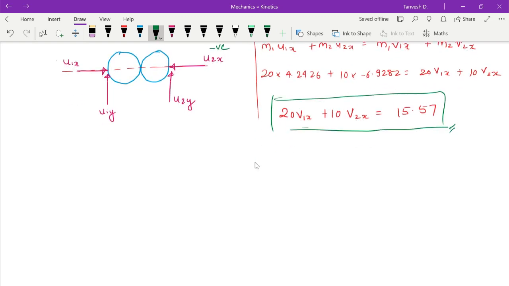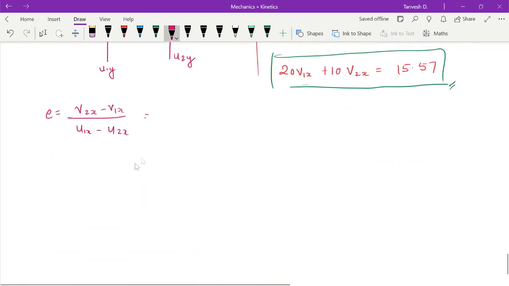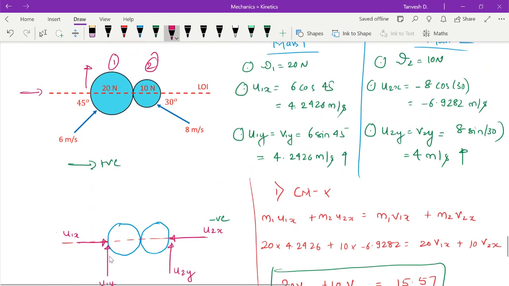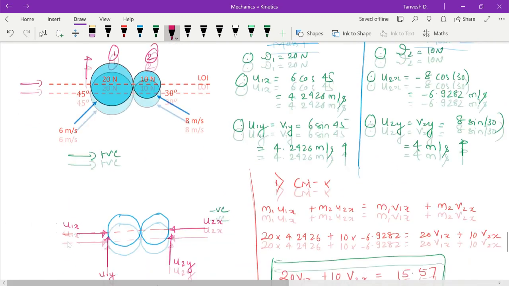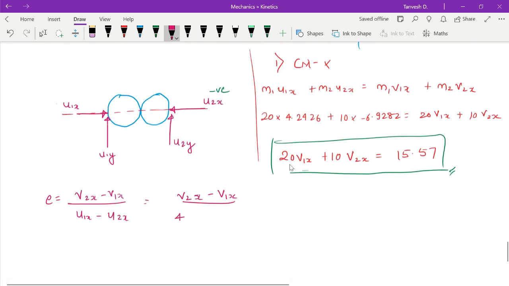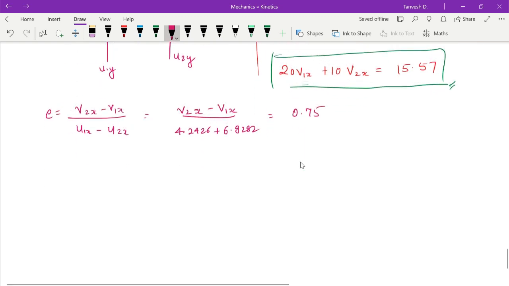The next equation that we can get is E is equal to v2x minus v1x upon u1x minus u2x. Therefore E is given, which is 0.75. So v2x minus v1x upon u1x is 4.2426 minus minus 6.9282, which will add up, so plus 6.9282, is equal to 0.75. Therefore we will get one more equation from here, minus v1x plus v2x is equal to 8.3781.